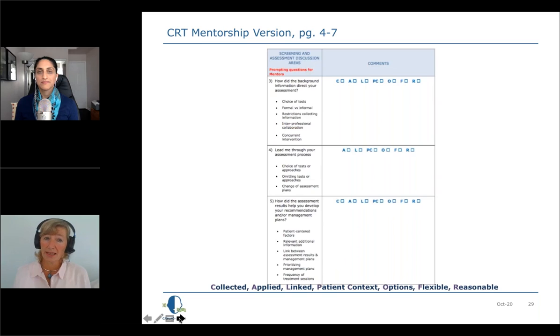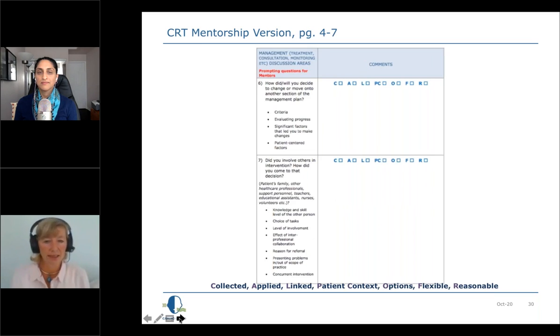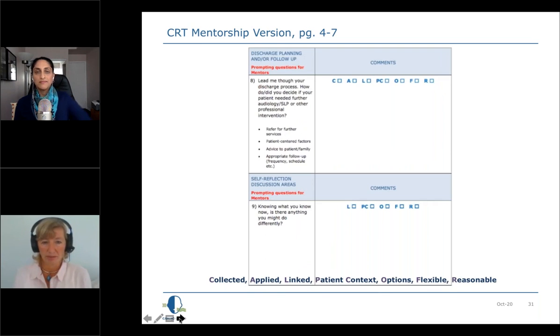On the right-hand side of these pages, you can see an area called comments. And this is for your own free use, also for the mentee's use. If they're going to use it as a self-reflection exercise, they can fill it in themselves. And you can see that we have a legend at the bottom of each of these pages. So that refers to all the processes: collecting information, applying it, linking, taking into consideration the patient context, any options, all options, being flexible, and being able to demonstrate reasonable rationale.